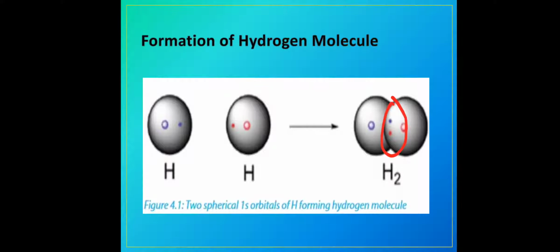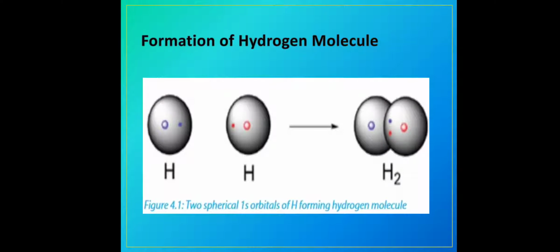As you can see here, the blue one represents the first atom and the red represents the second atom. So these electrons are shared. What do we mean by shared? They are placed in common space. As we can see, there is an overlap of the atoms, and in this overlap, in the common space, the electrons are placed. So both share the electrons.